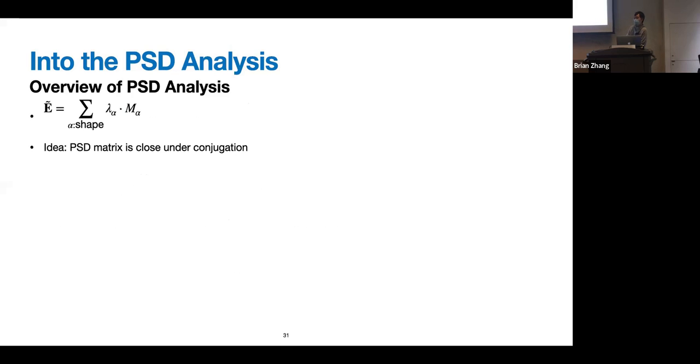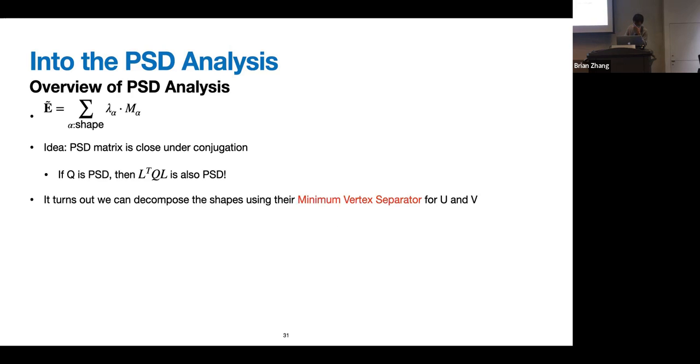So this idea doesn't quite work, but it does give us some insight, because it turns out PSD matrices are closed under conjugation. What I mean by that is that if Q is PSD, then L transpose Q L is also PSD. And let's take a leap of faith and decompose the shape using minimum vertex separators for U and V. By vertex separator, I mean it's really a set of vertices that blocks all the paths from the left to the right.